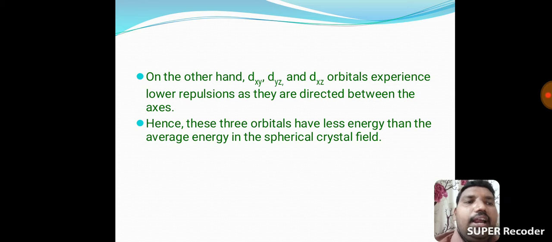On the other hand, dxy, dyz and dxz orbitals experience lower repulsions as they are directed between the axes. These three orbitals have less energy than the average energy in the spherical crystal field. Between the axes, orbitals have less energy. Along the axis, orbitals have higher energy.